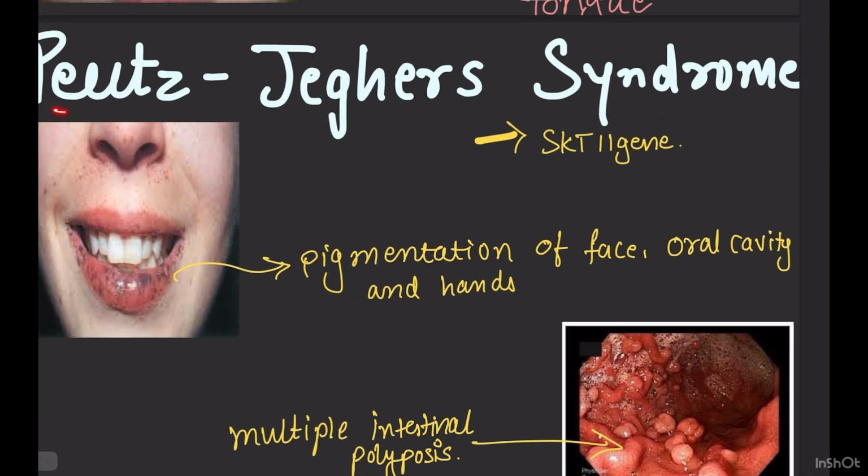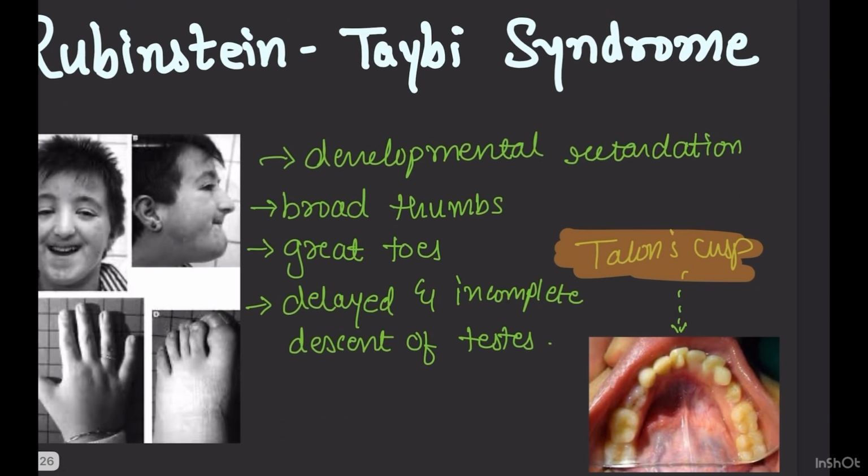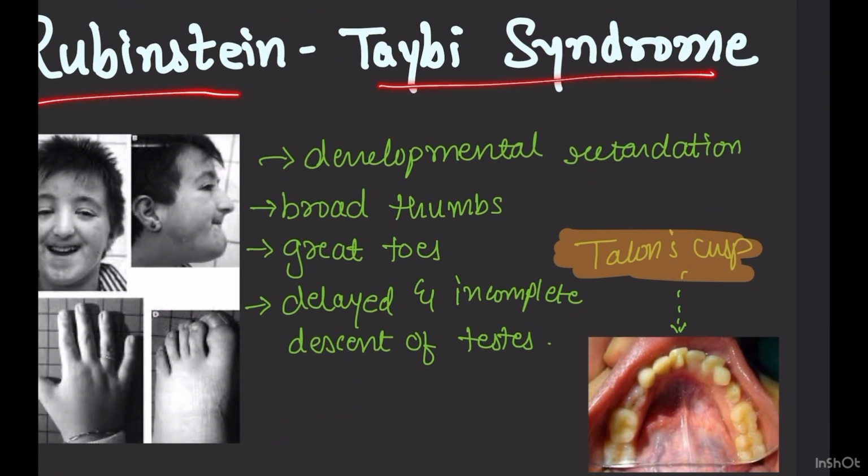Next is Peutz-Jeghers syndrome. Peutz-Jeghers syndrome is associated with the STK11 gene. It is asked many a time, so you have to learn this. In this syndrome, pigmentation of face, oral cavity and hands is seen. You can see here many pigments on the face, oral cavity and hands. Multiple intestinal polyposis are also seen. This is a characteristic sign along with pigmentation which occurs in Peutz-Jeghers syndrome.